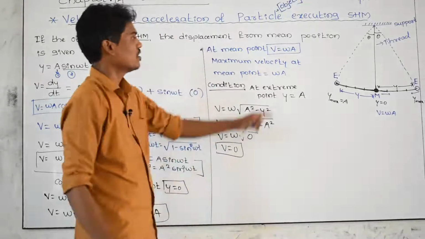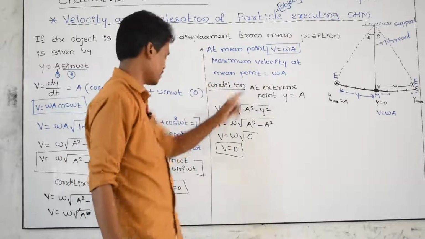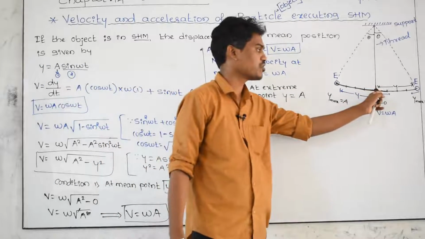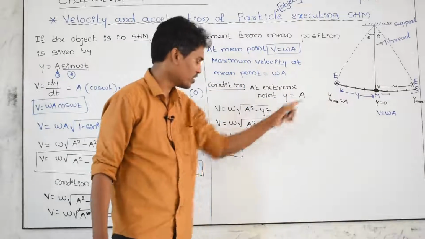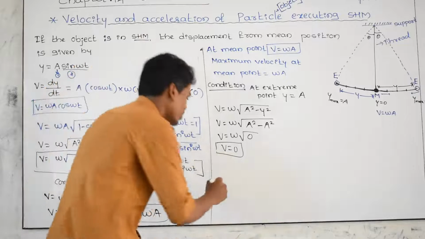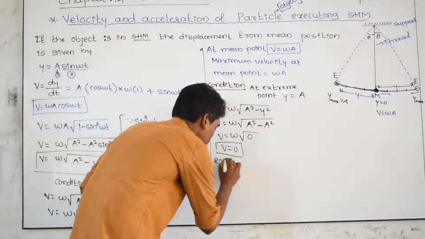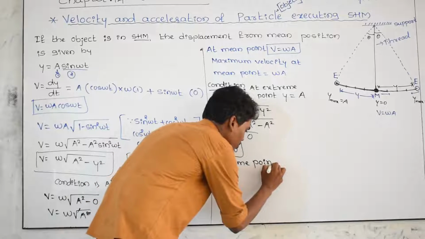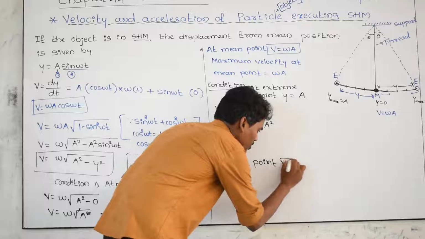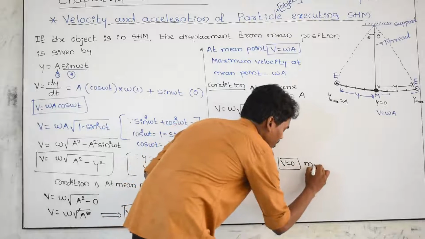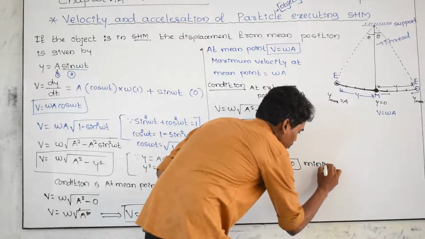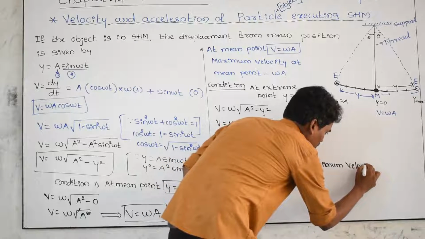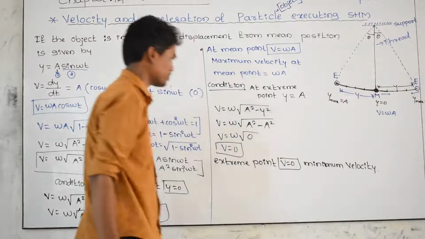Now here V is not becoming 0 at the mean point. That's why velocity is maximum at the mean point. But at the extreme point, velocity becomes 0. Therefore, at the extreme point, velocity is equal to 0, and it is the minimum velocity of the object.